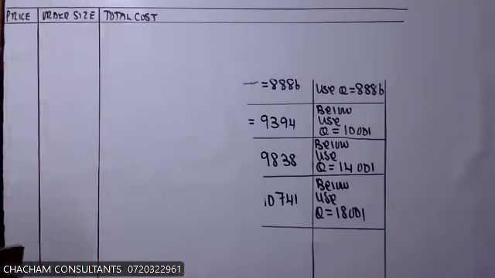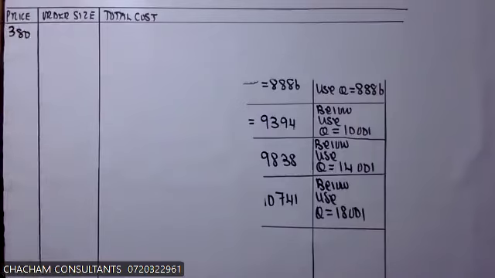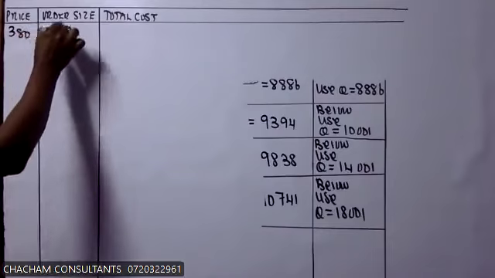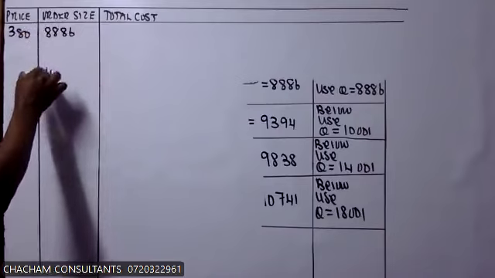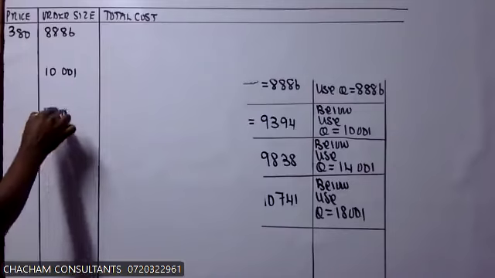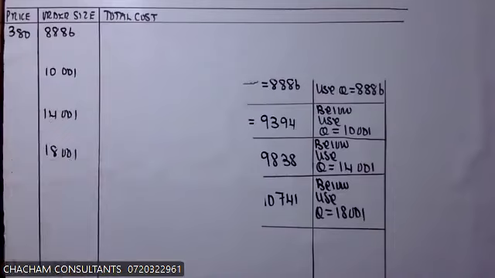The first one we found it to be above, so that one we ignored. Let me first of all design so that I'm able to know up to where. So that is what I want to capture: 8886, then 10001, 14001, 18001. The price is 260 here.